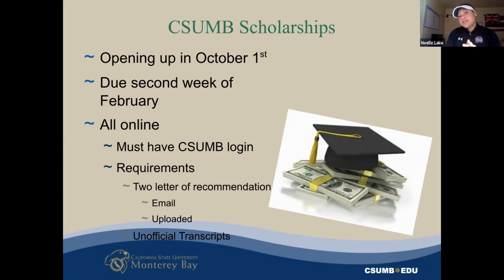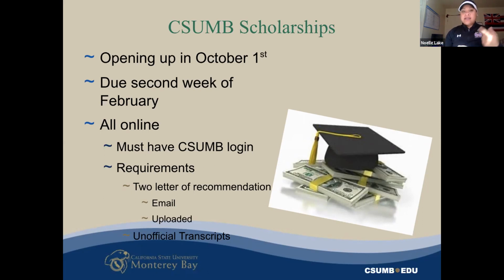But how it works with the CSUMB scholarships, we have multiple donors. Last year we awarded about 60 different scholarships, and they can go from $100 to the biggest one, which is $12,000, the Krause Scholarship. How it works is one application goes to all CSUMB scholarships. Like I said, I will provide the link under the Zoom chat once we're done.